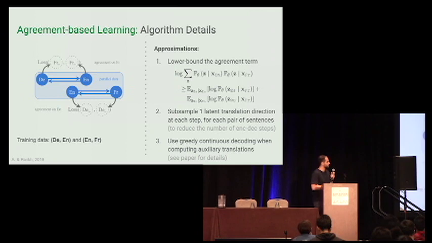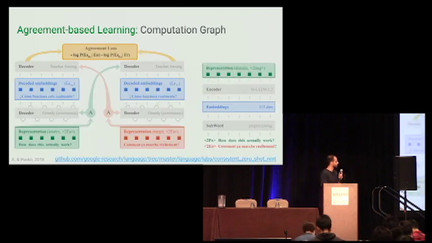The other one is that we have to subsample which latent language we're going to try to enforce agreement to. This is important in the case when we have a lot of languages in the system. So this would reduce the complexity by a factor of the number of languages. And finally, we use a greedy continuous decoder in order to be able to compute and backpropagate the gradients through this loss. I don't have time to go into the details of the decoder, but you're welcome to look it up in the paper. All right, so this is the computation graph.